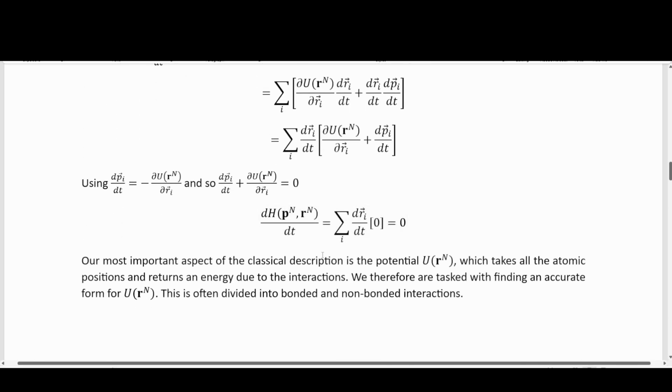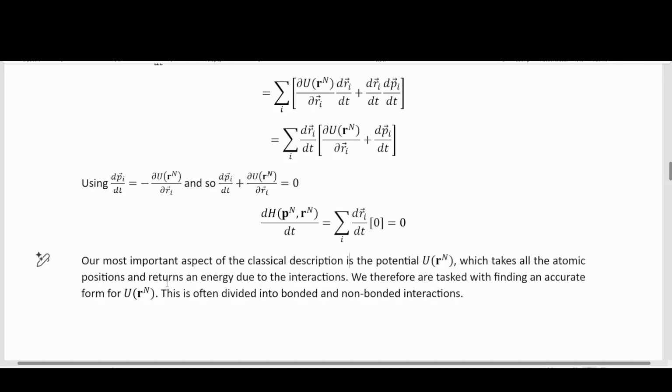You can look through it yourself, but this is the result right here, that the change in the Hamiltonian with respect to time ends up being equal to 0, which again is just the mathematical way of talking about the conservation of energy. Our most important aspect of the classical description is the potential, which takes all the atomic positions and returns an energy due to the interactions.